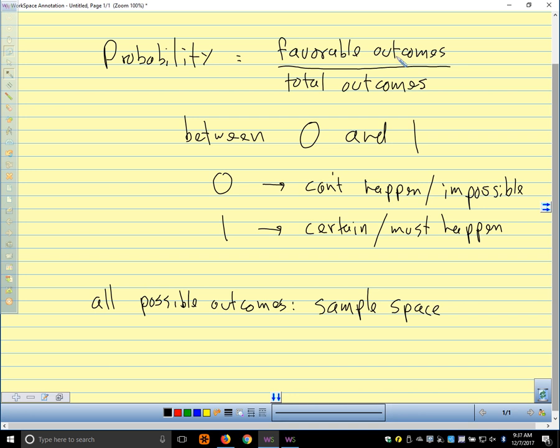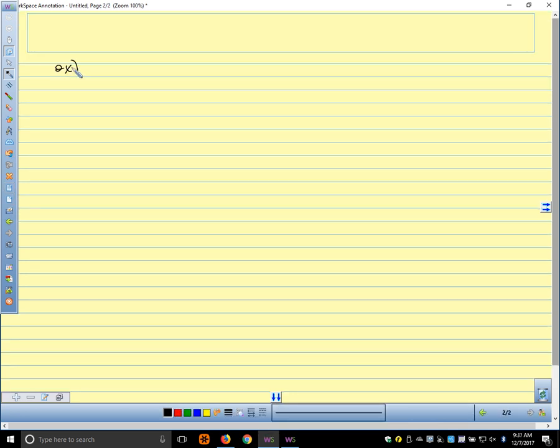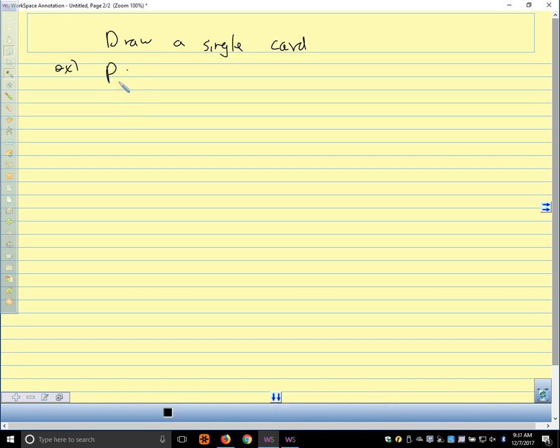So what I want to do is go through some examples, because figuring out the number of favorable outcomes and total outcomes, depending on the experiment, depending on what you're talking about, can be kind of difficult. So let's start off with some easy ones. We have a standard deck of cards, 52 cards. And for these next two, we're going to draw a single card. So for our first example, we want the probability of drawing a king.